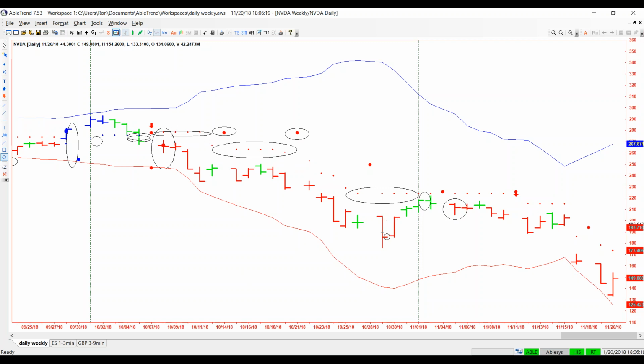Now, a lot of people say, oh, no, it just went up 25 points in 3 days. Oh, I gave back all that profit. No, you're staying in the trade if you're using Able Trend rules because you've got the red dots above. Stay short. You're safe. You've got a wall of protection above. And notice how the prices go right to the red dots, bounce off of it, and go back down again.